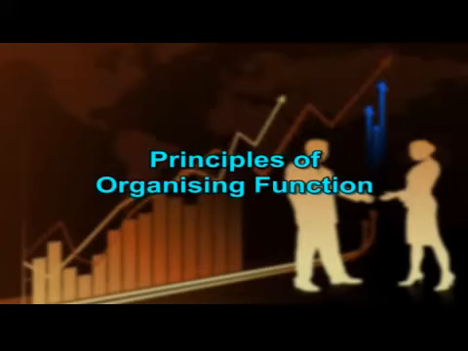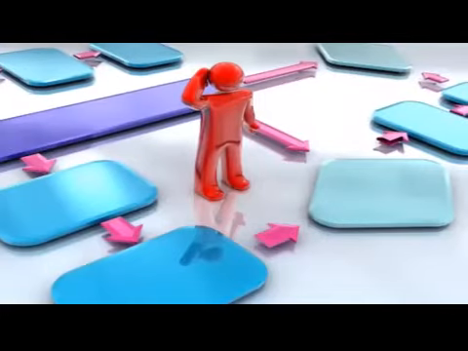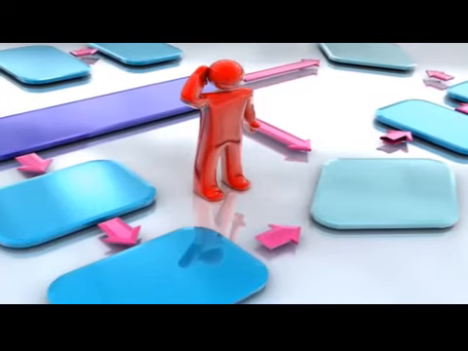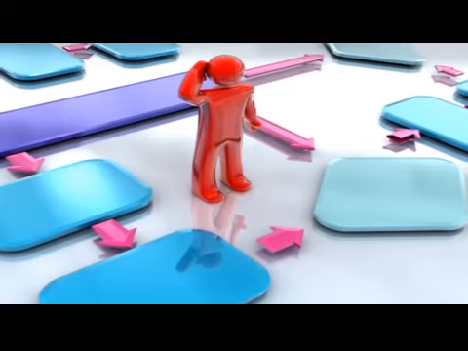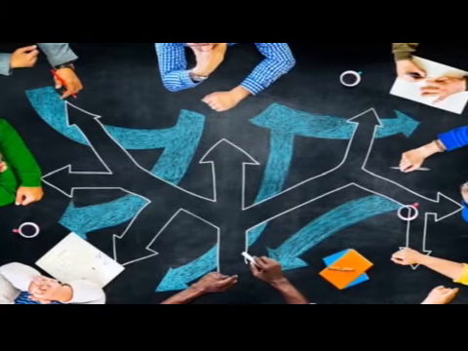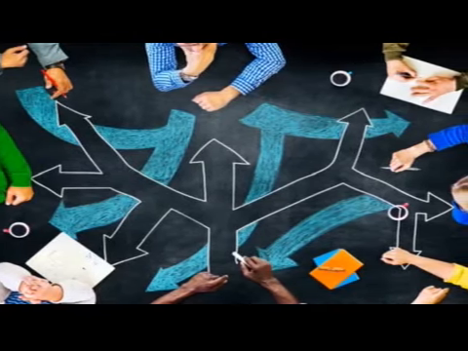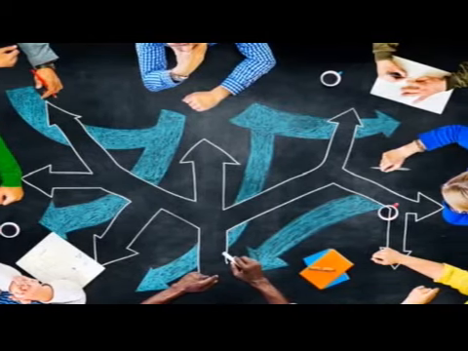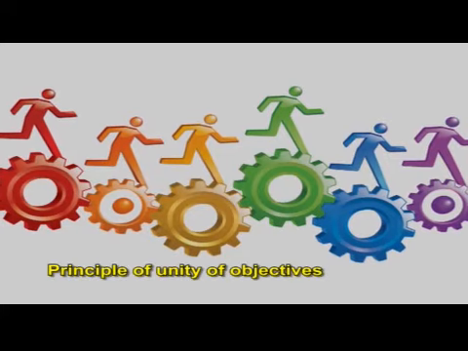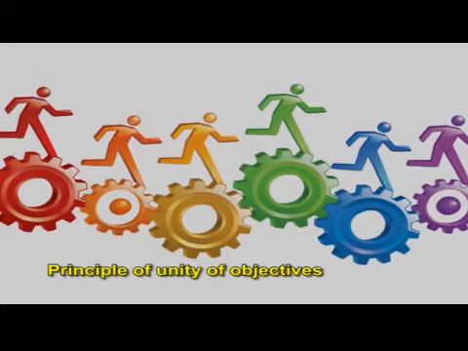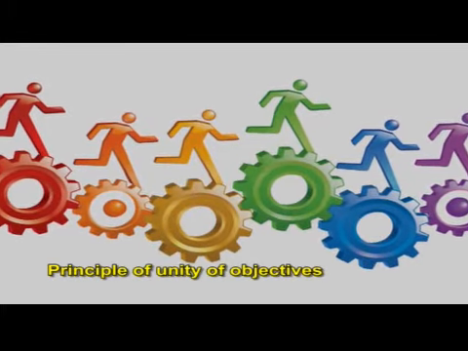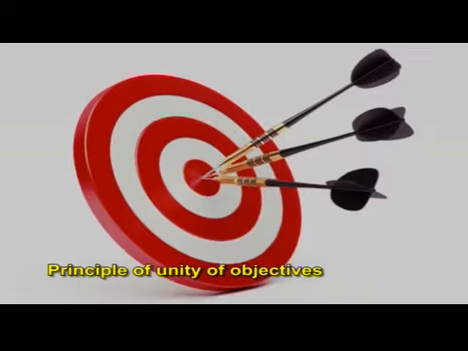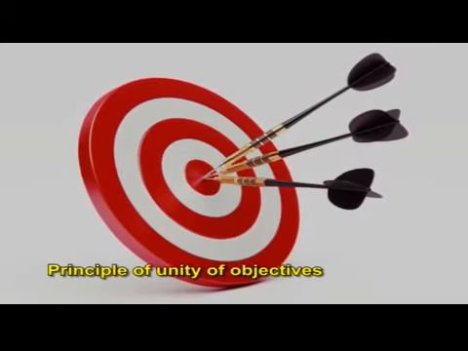Principles of organizing function. The organizing process can be done efficiently if managers have certain guidelines so that they can take decisions and act. To organize in an effective manner, the following principles of organization can be used by the manager. Principle of unity of objectives. Organizational goals, departmental goals, and individual goals must be clearly defined. All goals and objectives must have uniformity.